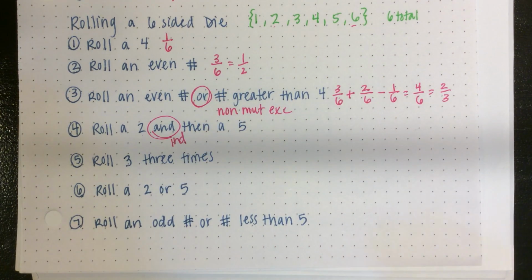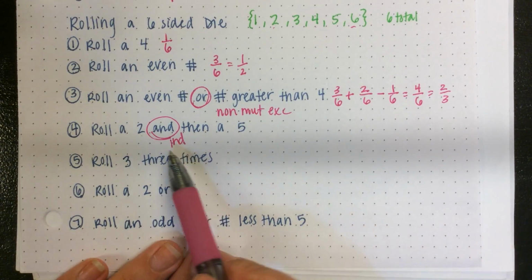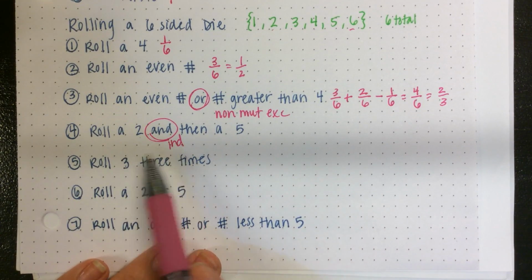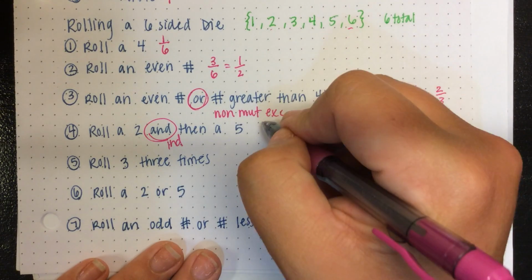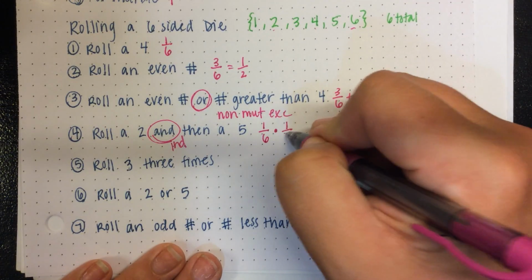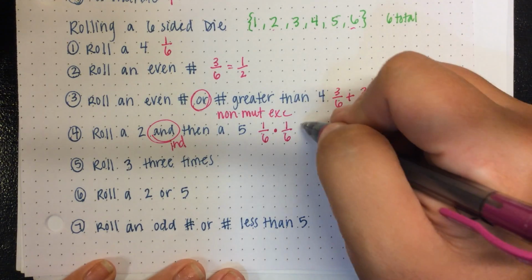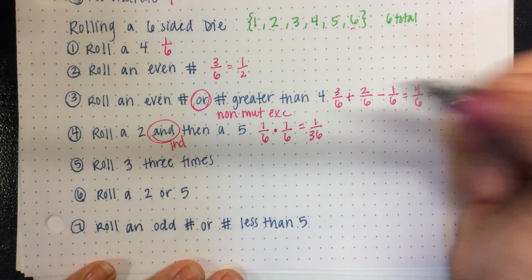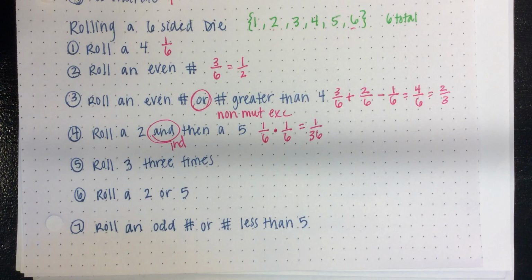Every time I roll a die, I'm going to pick it up and start from scratch again. So it's always going to be independent. It's not going to change the next probability. So I'm going to multiply. I'm going to roll a 2, so my first probability is 1 out of 6. And then I want to roll a 5, so that's another 1 out of 6. So I multiply and we get 1 out of 36. So the chances that I roll a 2 and then a 5 is 1 out of 36.